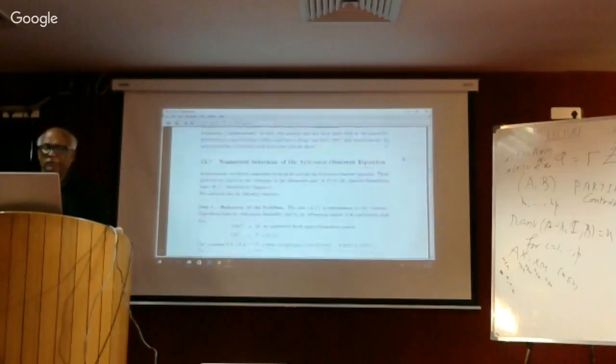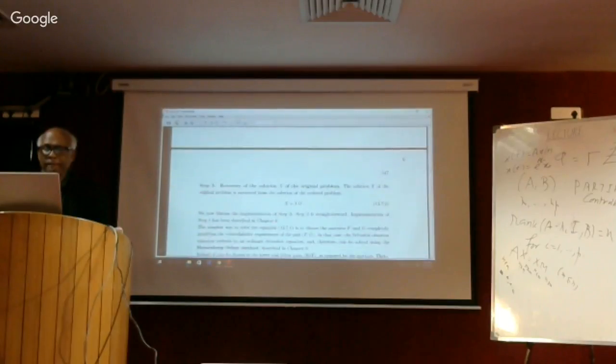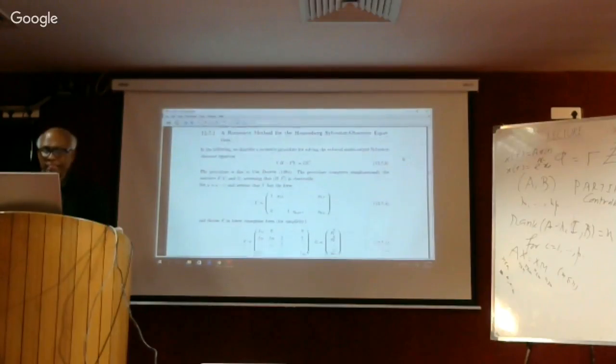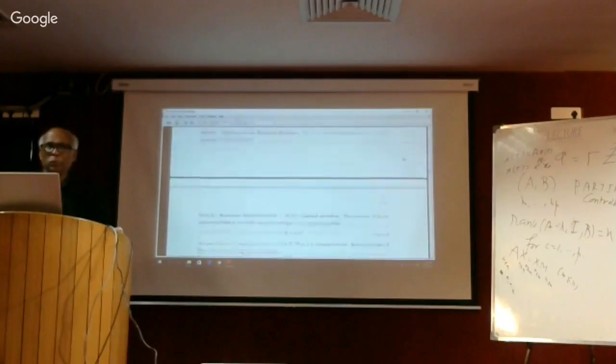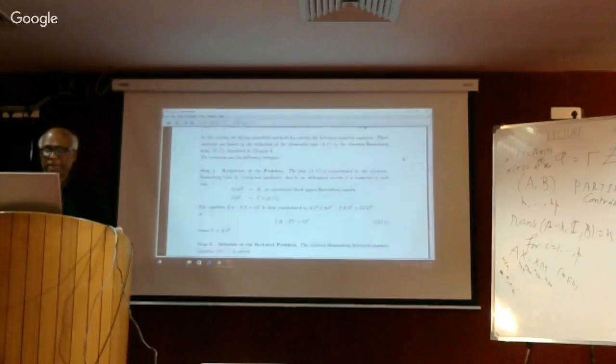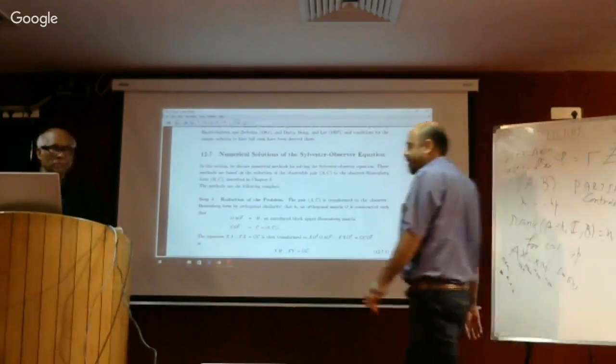Any questions so far? Okay, let's look into this clever algorithm for solving the Sylvester observer equation. As I said, it's based on the reduction of the pair A, C to controller or observer Hessenberg form. So what we are doing here, we are transforming the matrix A to an unreduced block upper Hessenberg matrix.